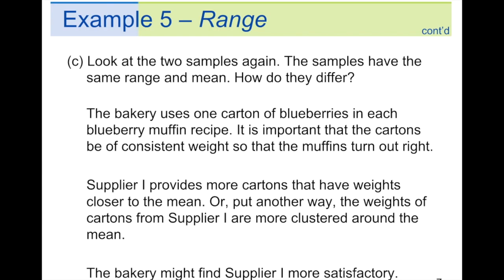Look at the two samples again. The samples have the same range and mean. How do they differ? The bakery uses 1 carton of blueberries in each blueberry muffin recipe. It is important that the cartons be of consistent weight so that the muffins turn out right. Supplier 1 provides more cartons that have weights closer to the mean. Or put another way, the weights of cartons from supplier 1 are more clustered around the mean. The bakery might find supplier 1 more satisfactory.